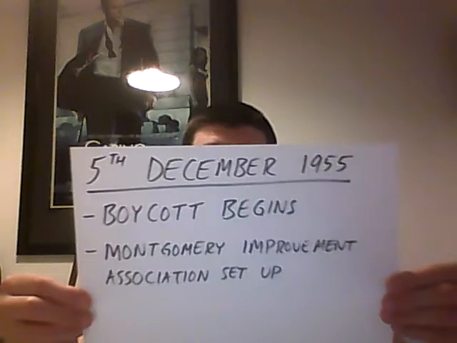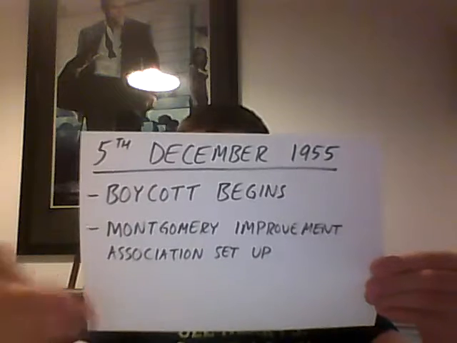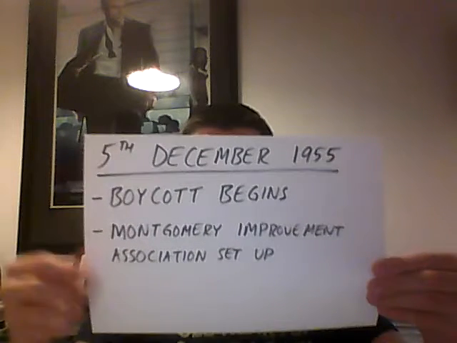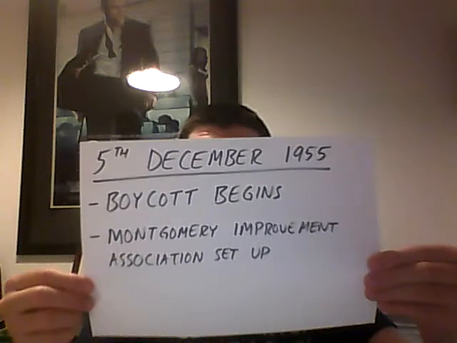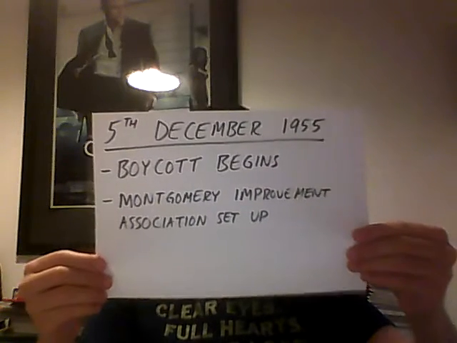Then on the 5th of December 1955, quite a significant date in terms of the Montgomery Bus Boycott. Well, number one, that's the day that the boycott officially begins, that African Americans stop using the buses in Montgomery. And on the same day, that evening, the Montgomery Improvement Association, or MIA, as you guys should call it, is set up, and they obviously help keep the boycott going.